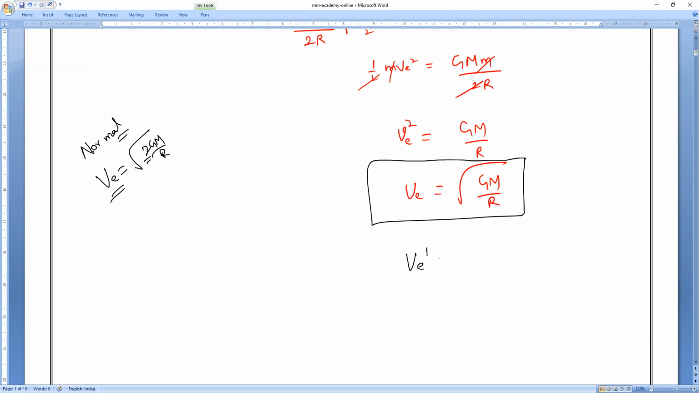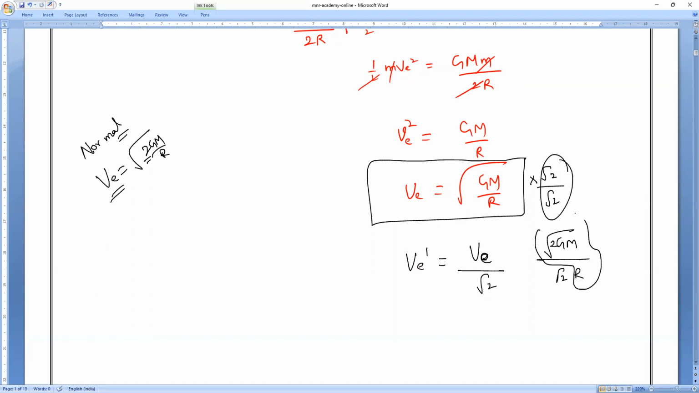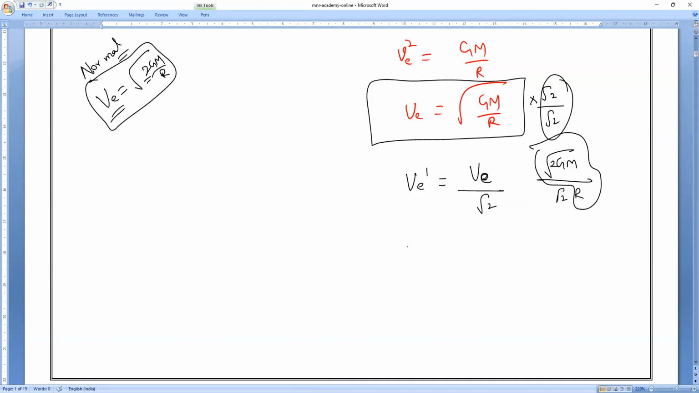So the escaping velocity is equal to the normal escaping velocity divided by root 2. See that, everybody. If I multiply with root 2 divided by root 2, what will happen? Root over GM becomes root over 2GM divided by root 2r. So this root over 2GM divided by r equals the normal condition escape velocity. Am I right? Is it clear?